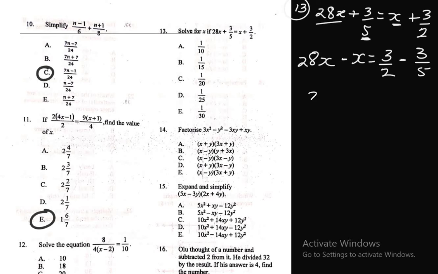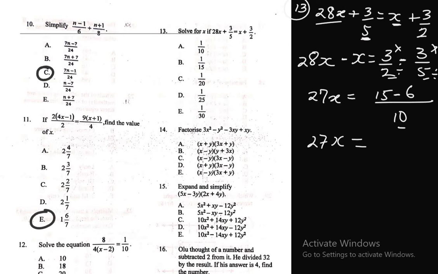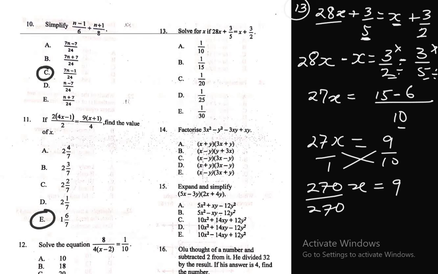28x minus x will give us 27x equal to, take the LCM of 2 and 5, which is 10. Divide 10 by these two, 5 times 3, 15, minus 10 divided by 5, 2 times 3, that's 6. 27x equal to 15 minus 6 is 9 over 10. Let this be over 1. Cross multiply. 27x times 10 will give me 270x. X times 1 times 9 is 9. Now divide both sides by 270.